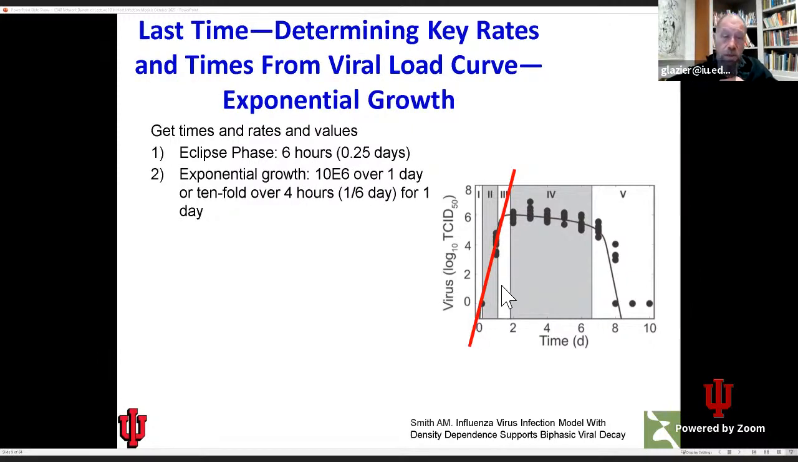Then we have this critical leading edge, which is this exponential growth. Again, there's quite a bit of scatter in the measurement. Remember, this is a log plot, so scatter here is huge. It means there's a 100-fold uncertainty in the value. But if we pick the median value of about 4, we've gone from 0 to 4, a factor of 10,000 increase, over about a day. Maybe a day minus 6 hours, maybe a day plus 6 hours, but about a day.